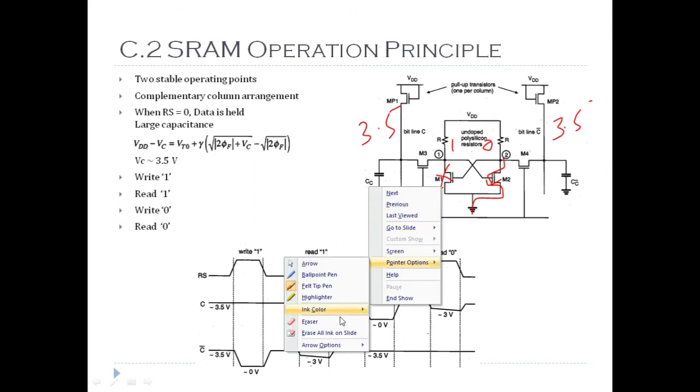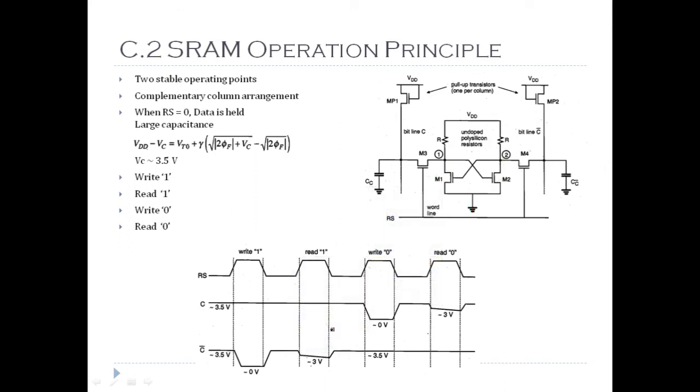So let's see the write 0 operation. In the write 0 operation, 0 will be written here, so this will be pulled down to the ground, and here there will be 3.5 voltage because this is logic 1. When this line is accessed, that is RS is equal to 1, the cell is accessed through RS by making this line equal to 1.